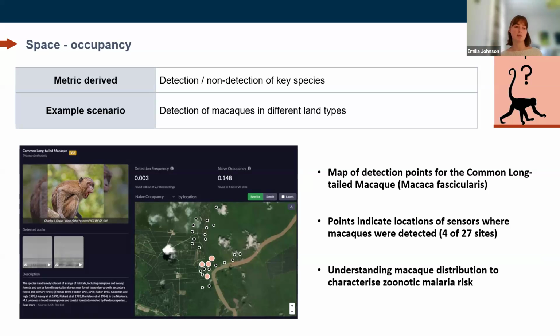And here is the map of detection points for the long-tailed macaque. Blue points, pink points indicating locations with acoustic sensors where they were detected, so only 4 out of 27 sites.